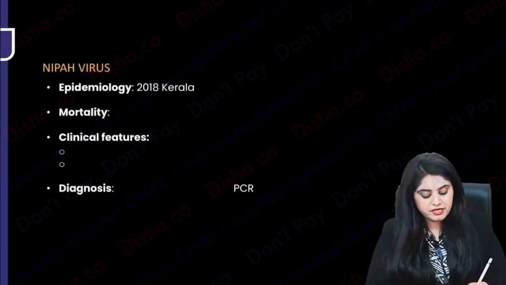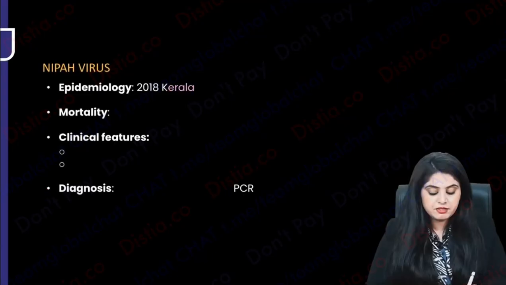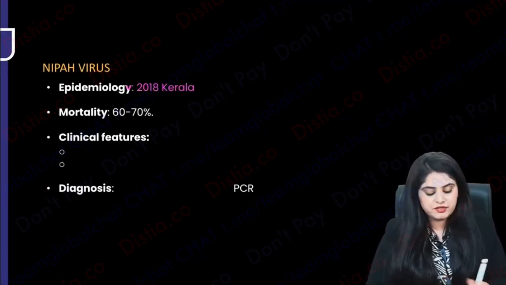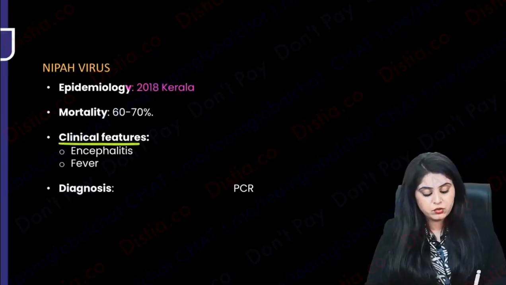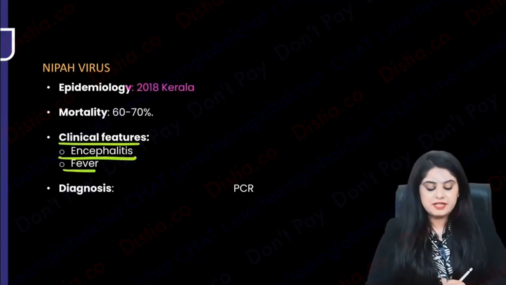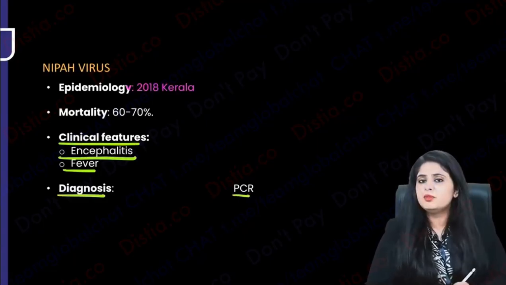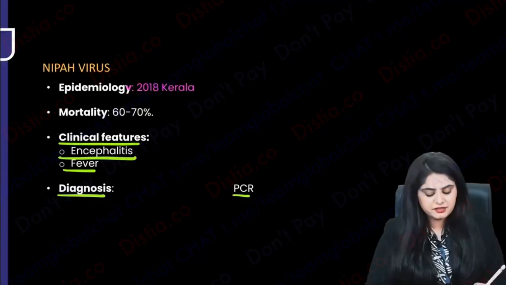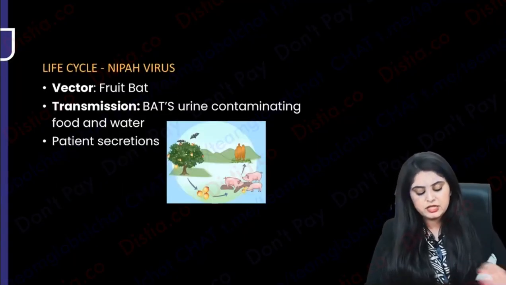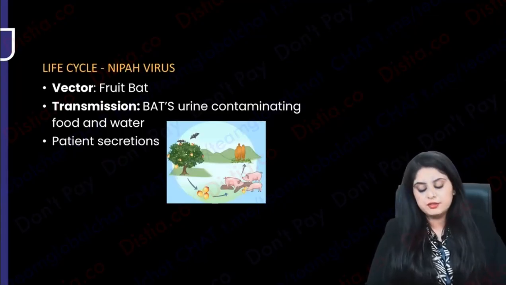What is Nipah virus? It became a celebrity after the outbreak that happened in 2018. What is the mortality? I just told you there's quite high mortality, 60 to 70%. And what are the clinical features? I told you, nervous involvement. So along with fever, what is going to be there? Encephalitis. Diagnosis, do you want me to answer which PCR? In RNA viruses, ma'am, keep writing reverse transcriptase PCR everywhere. The only thing you want me to know is how the life cycle is going to look.